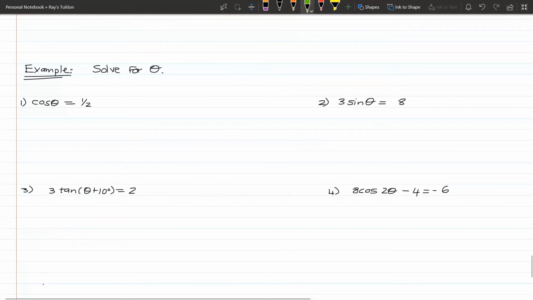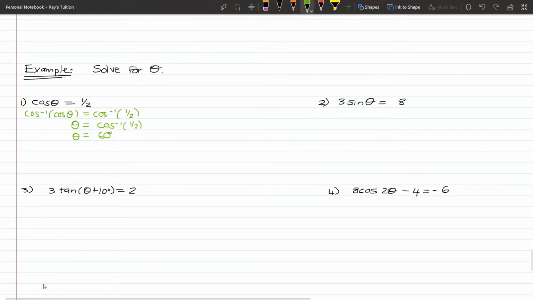Okay, so here are some examples. So the first one is cos theta is equal to 1/2. So we're going to apply the inverse function to both sides. So we have the inverse function of cos theta is equal to the inverse function of 1/2. The inverse function and cos cancel out, leaving us with just theta is equal to cos to the power of -1 of 1/2. And then we just type that into our calculator and we get that it is 60 degrees.